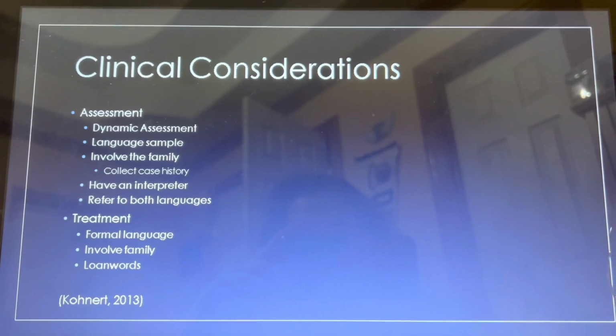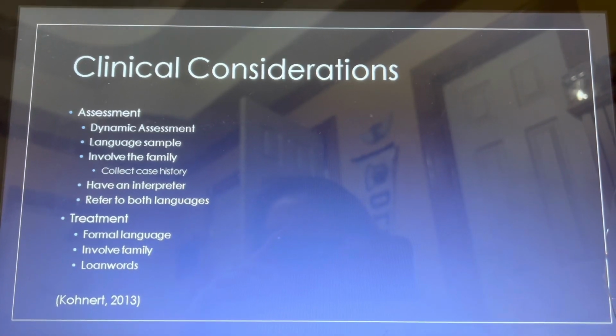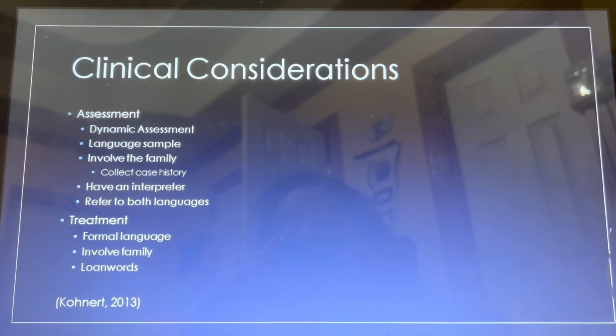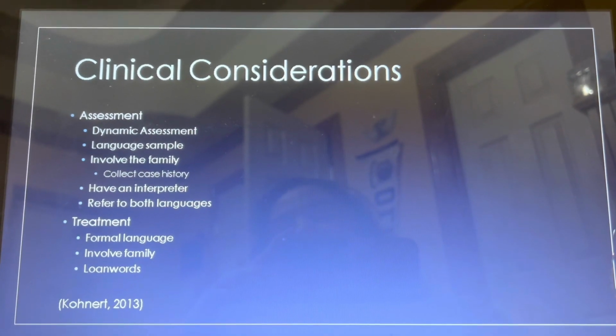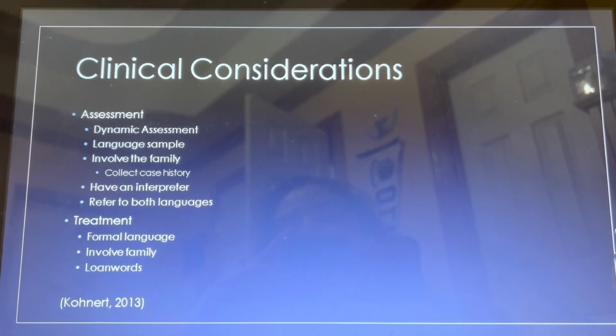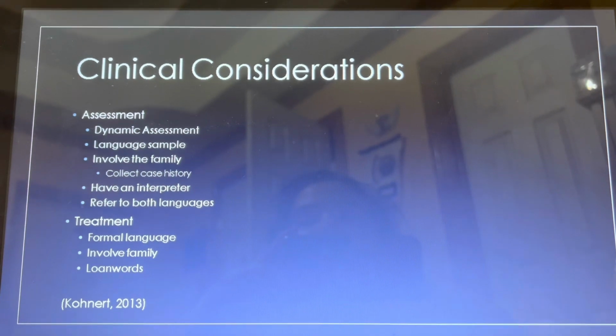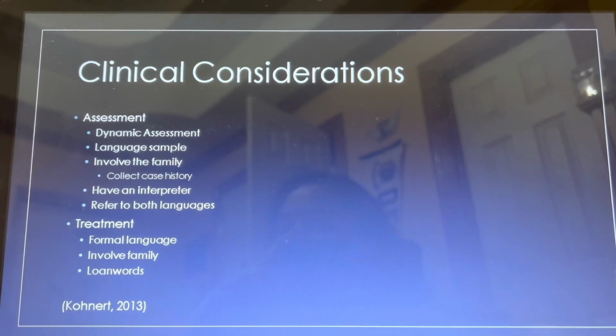And of course, if I'm ever assessing a bilingual individual and I have the option to get an interpreter, I would. And my last consideration for assessment would be just to remember to consider both languages at all times.